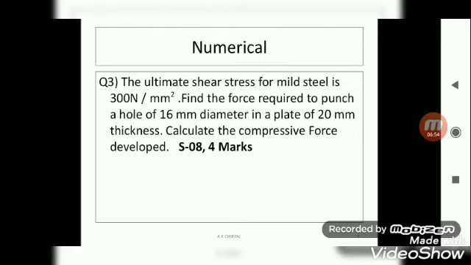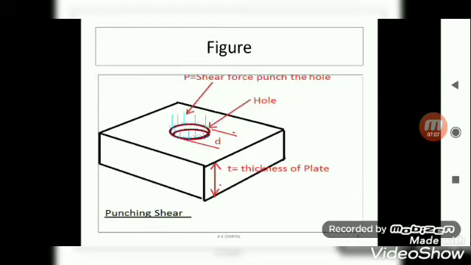Calculate the compressive force developed. Somewhat of the question number 2, but some changes. This is just an example of figure for your understanding. Now this is a plate.